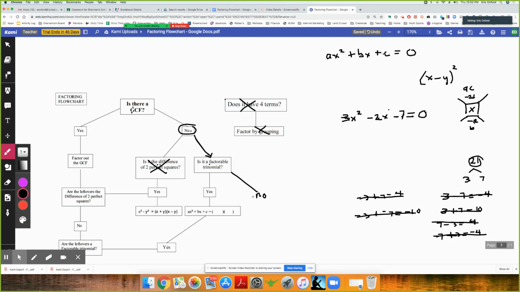It is not a factorable trinomial. And since it's not a factorable trinomial, I cannot factor it. So I'm forced to use the quadratic formula. And I need to change my factoring flowchart, and I need to use the quadratic formula.